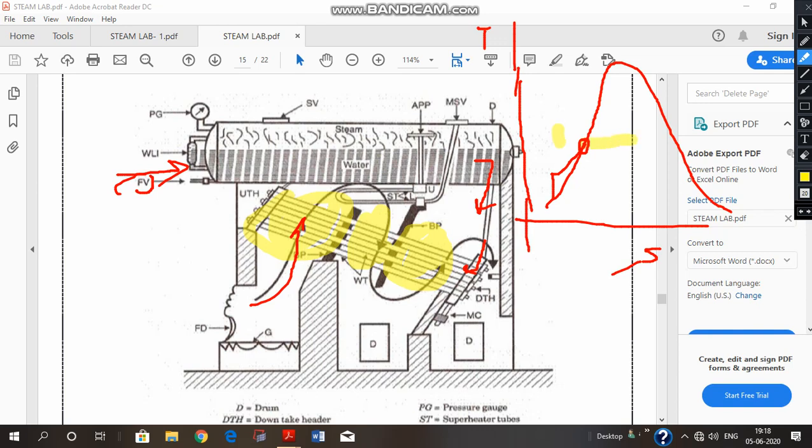Now, since the feed water here in the DTH was in a saturated condition, as a small amount of heat is added in portion number 1 (this is portion number 1, portion number 2, portion number 3), the water enters into the wet region and continues to be in the wet region in the second region also.